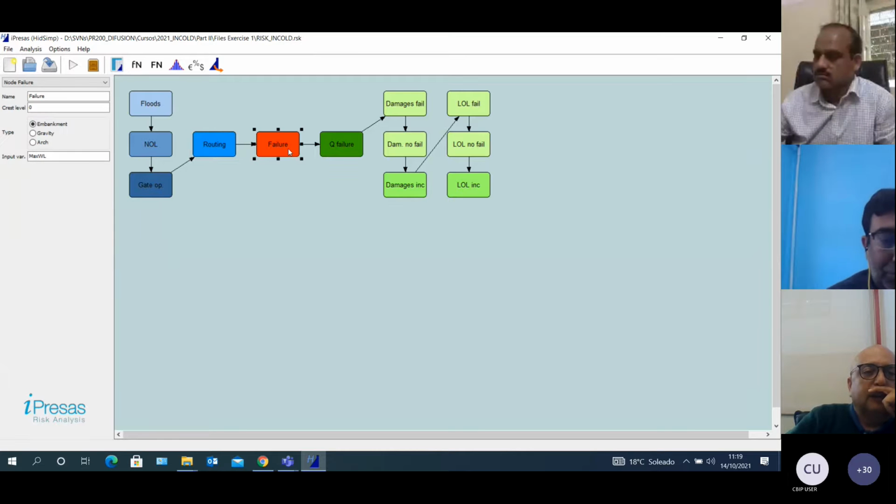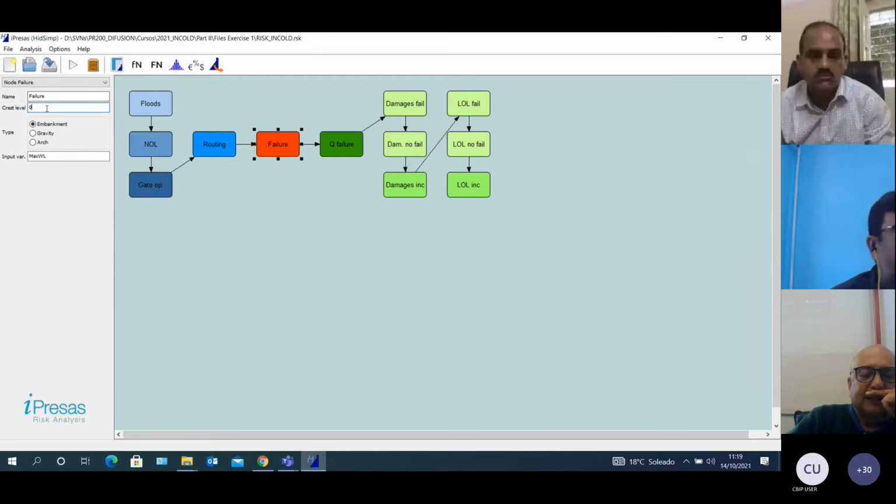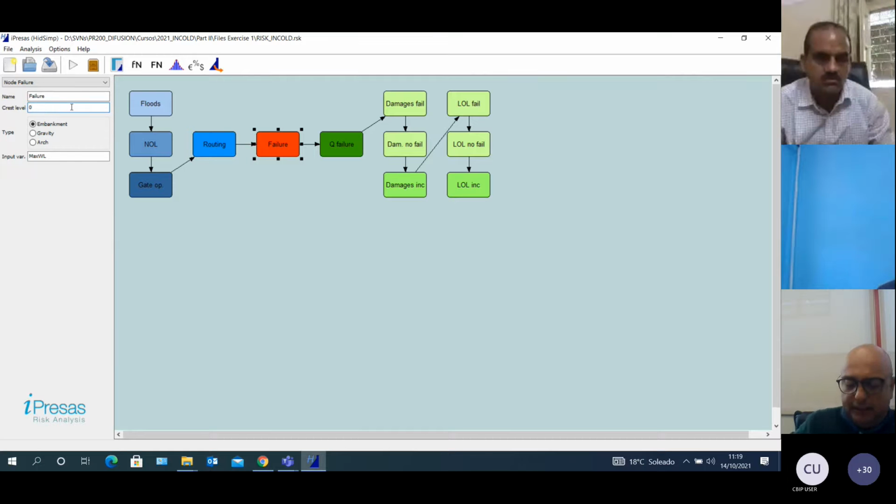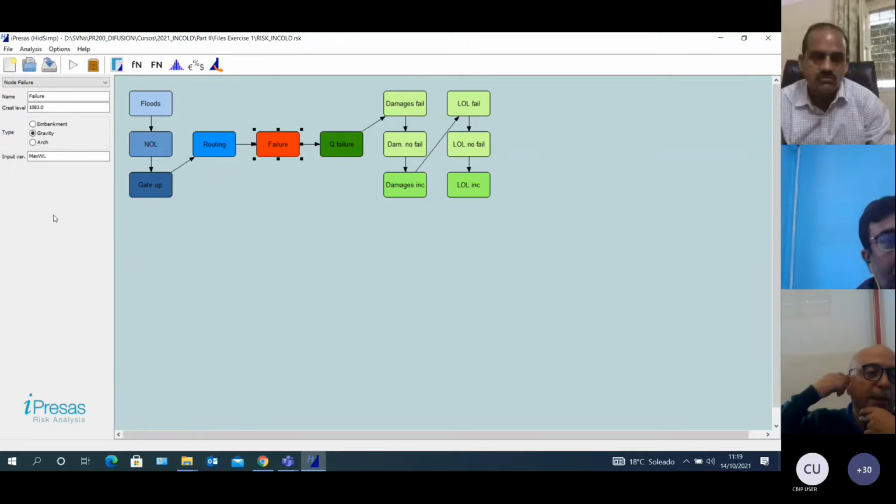Then, on the failure, crest level, we have to write down what was the crest level, which was 1083, and let him know that it is a gravity dam. So it will pick the fragility curve that I have also explained to you before. So 1083 and a gravity dam. We don't touch anything else. Everything else is well prepared automatically.